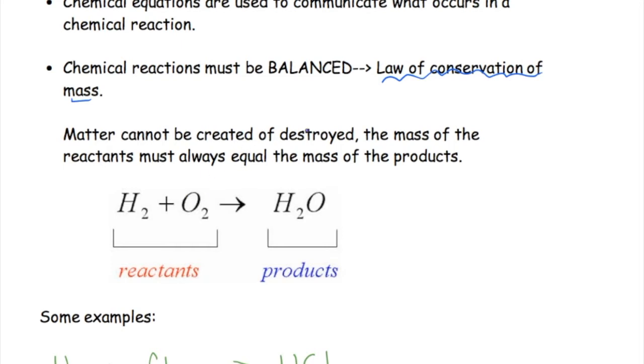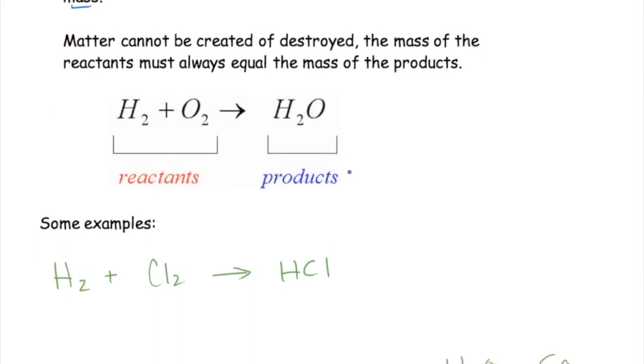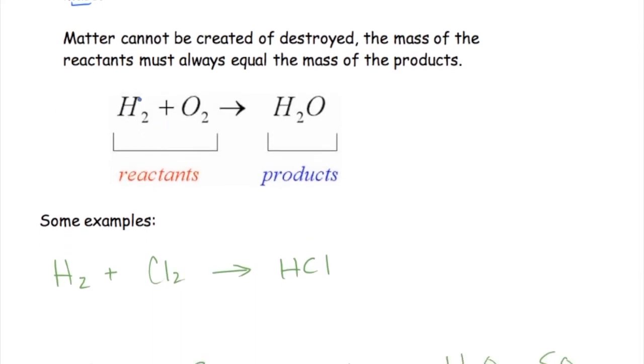Now here, in the synthesis of water reaction, we have hydrogen gas and oxygen gas as the reactants, and we have water as the product. Is this equation balanced? Let's see. On this side of the equation we have two hydrogens and two oxygens. On this side of the equation we have two hydrogens and one oxygen. So here we have only one oxygen and we need two. So let's start by putting a 2 here.